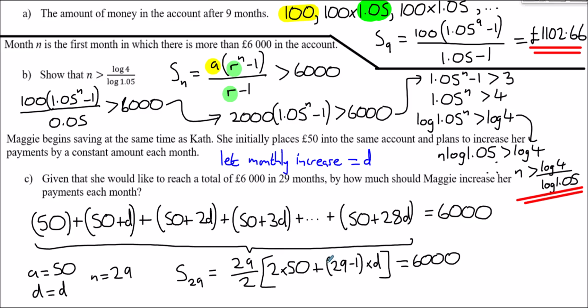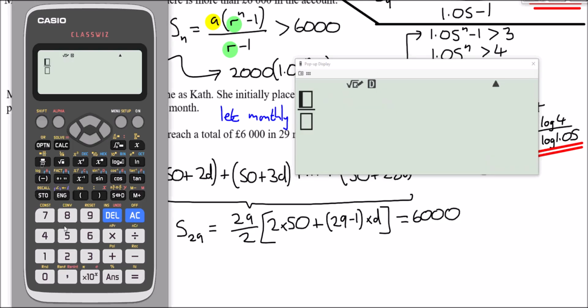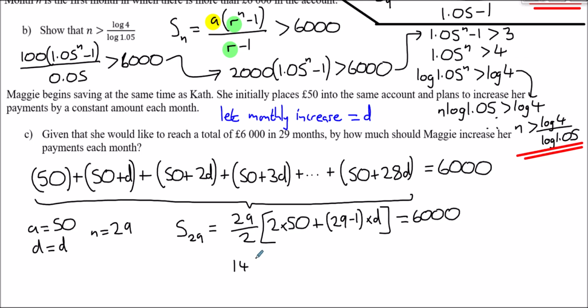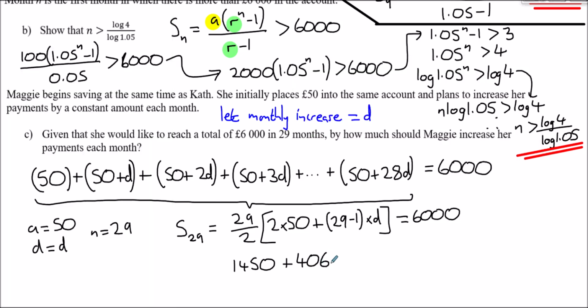We can now neaten this up quite a lot. So first off, what we can say is 29 over 2 times 2, that'll cancel. So 29 over 2 times 2 times 50, we can just do it on the calculator, to be fair. So 29 over 2 times 2 times 50, we get 1450. Now 29 minus 1 is obviously 28, so 28 times 29 over 2 gives us 406. So 1450 plus 406 lots of D equals 6,000.